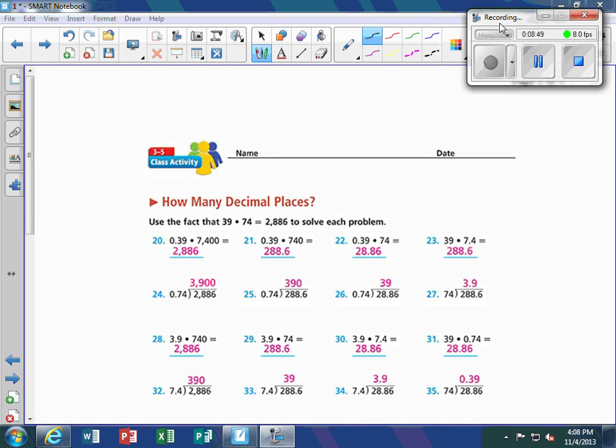Let's just look at the answers right here, kind of give you an idea. So here you have 0.39 times 7,400, which is the same as 2,886. Here you have 0.39 times 740. Okay, so now again you're taking less than 1, than 100%, than one whole. So your decimal is moving over. 2,886. Again, the number 22, which we did, 0.39 times 74, moving over 2 places. 39 times 7.4, moving over 1 place. 2 places. Okay.